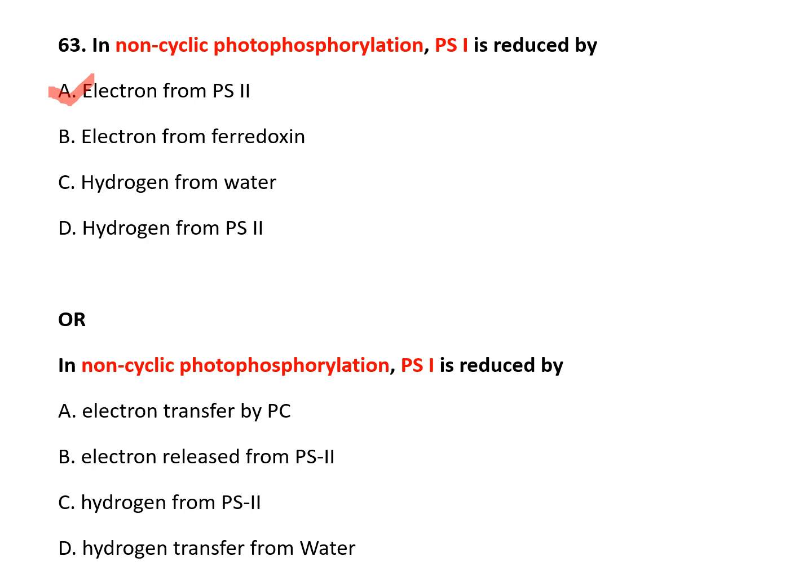Or, in non-cyclic photophosphorylation, PS1 is reduced by option A, electron transferred by plastocyanin, option B, electron released from PS2, option C, hydrogen from PS2, option D, hydrogen transfer from water. The correct answer is option A, electron transfer by plastocyanin. If plastocyanin is available, then choose the answer electron transfer by plastocyanin.